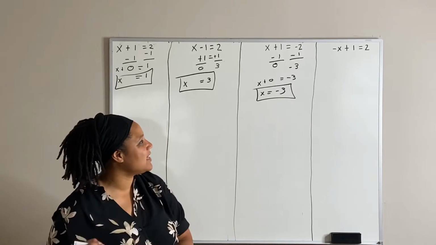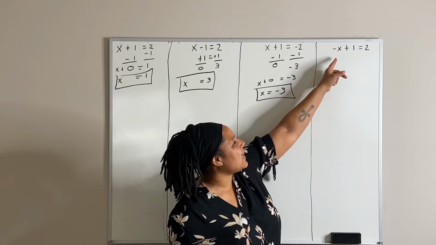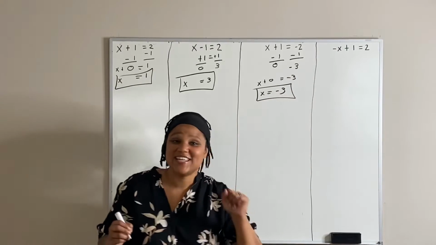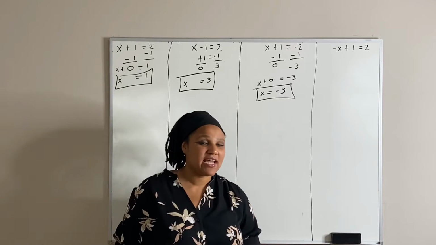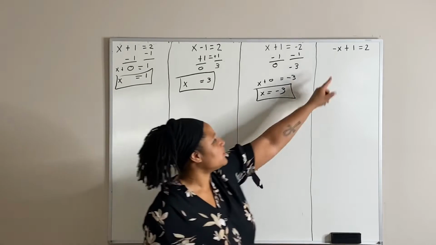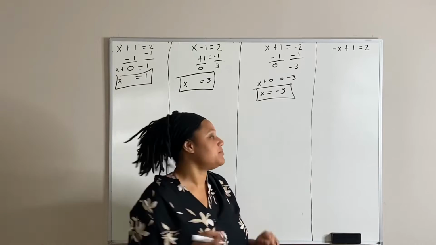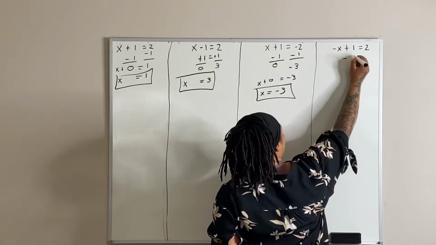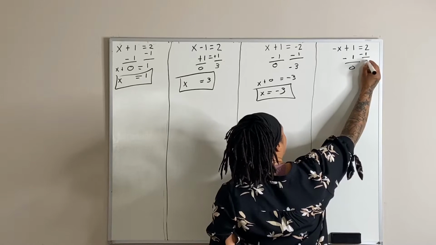Again, we're doing the same thing, but this time we have a negative sign attached to the x. So what are we going to do here? Well, let's not worry about the negative sign just yet. How about we get x by itself? So we have an addition symbol here, so we're going to take the opposite of addition, which is subtraction. So we're going to subtract 1 from both sides. We're left with 0 here, and we're left with 1 here.